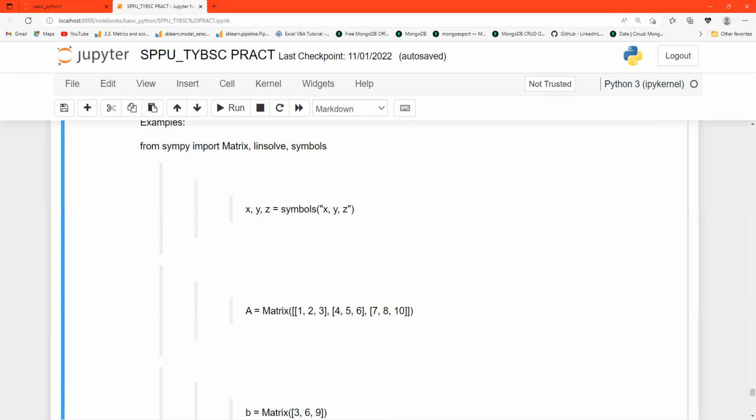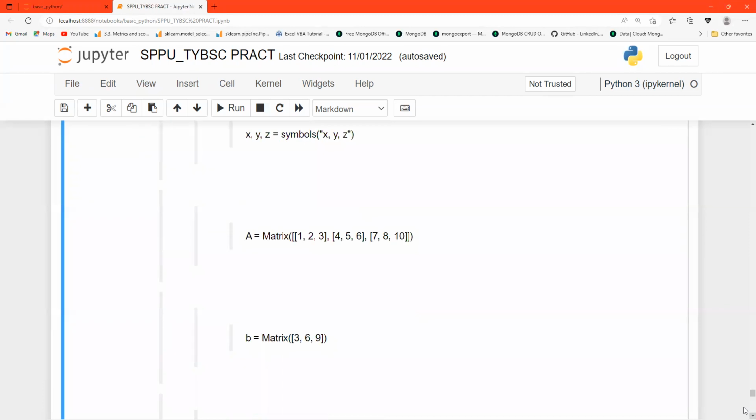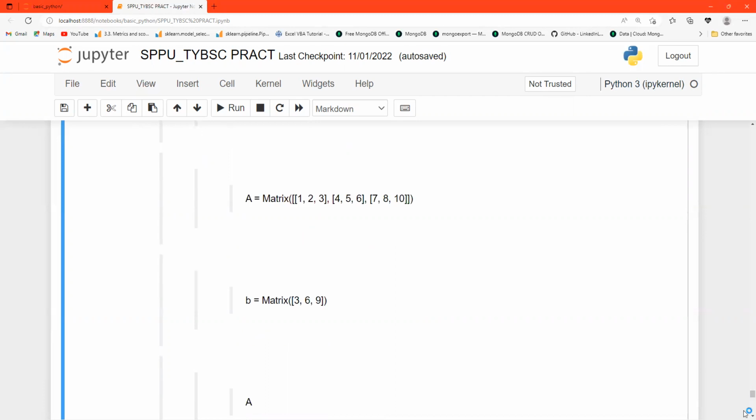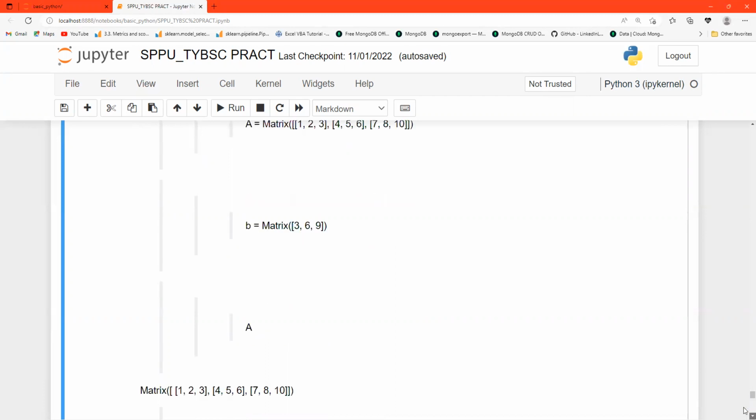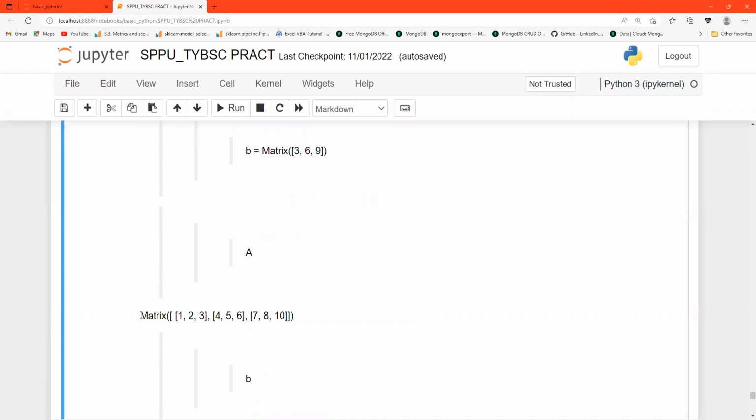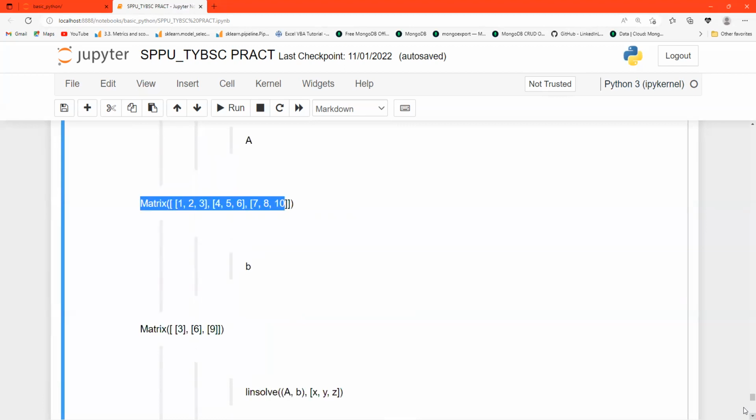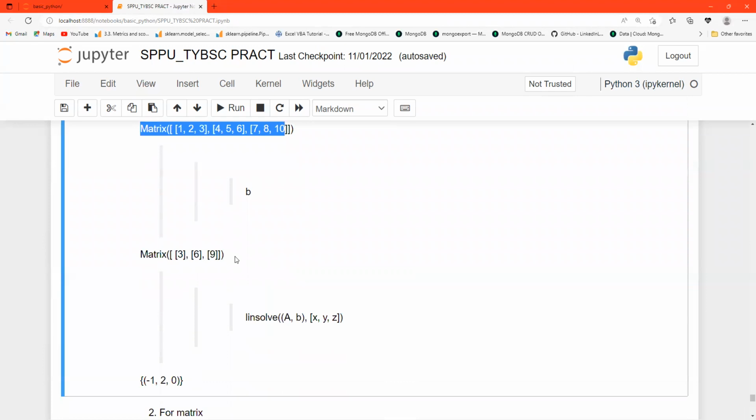Then the second equation is 4x plus 5y plus 6z is equal to 6, and so on. Okay, this is the matrix A and B. Then if we write A, we will get the output as matrix 1 2 3 4 5 6 7 8 and 10. And if we give the B, then we will get the output as matrix 3 6 and 9.